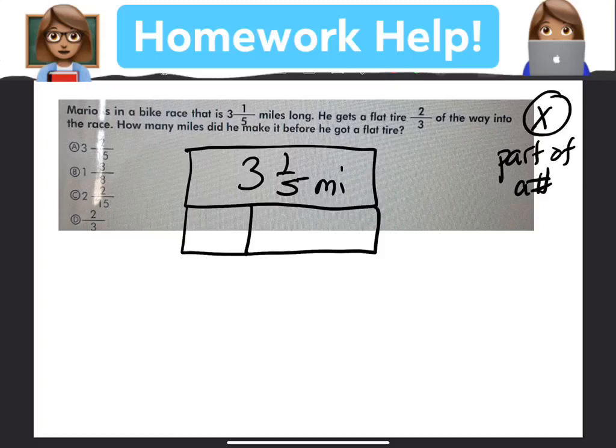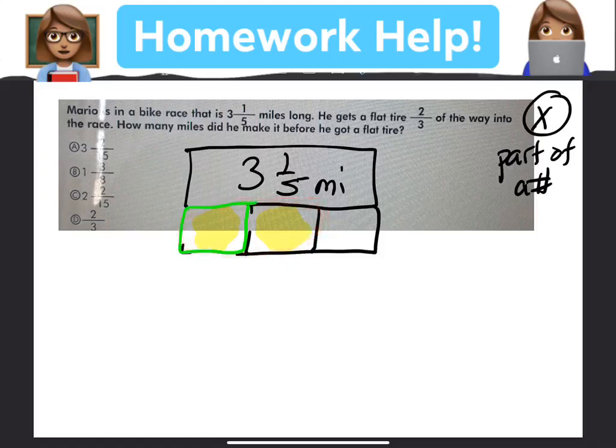So I'm going to kind of cut this. If he was doing this race, he got through this part, and this part, and then he got a flat tire. I was trying to shade it in. So I want to know how much this part is.